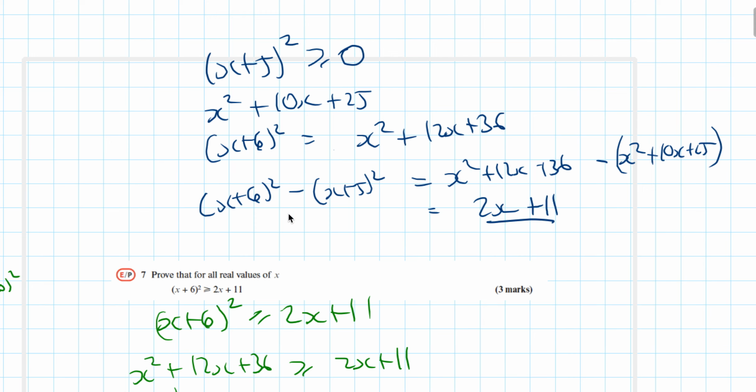So here we know that the difference between them is always 2x + 11, so therefore (x+6)^2 has to be either equal to 2x + 11 or greater than it. And that can show you for all real values of x as well. Not as an intuitive way, but it's sort of a technique that you can see.